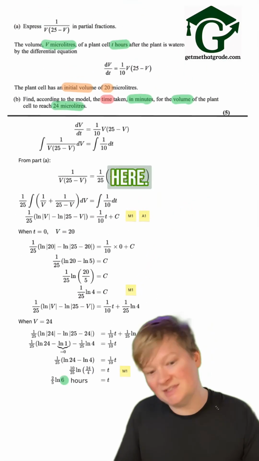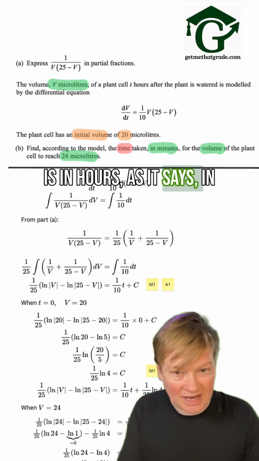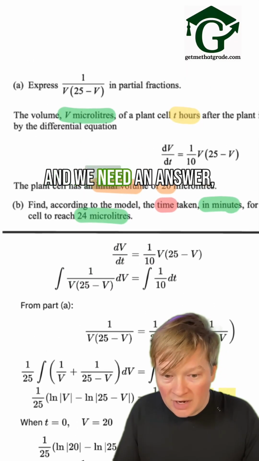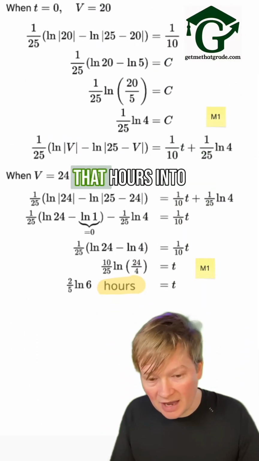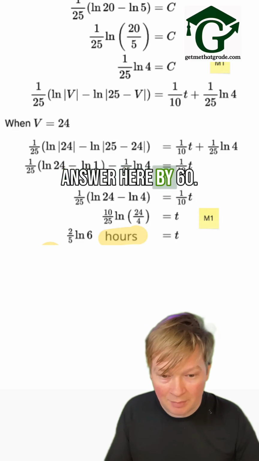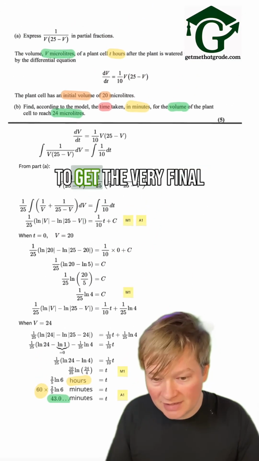24 divided by 4 gives us 6 here. But remember, this answer is in hours, as it says in the question here. And we need an answer not in hours, but in minutes. So we need to convert that hours into minutes by multiplying our answer here by 60. And if you do that, that gives you about 43 minutes. Make sure you do that to get the very final mark.